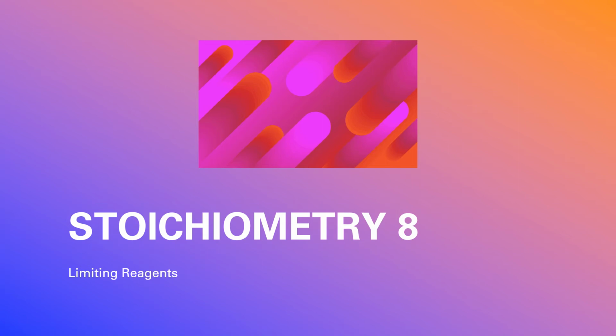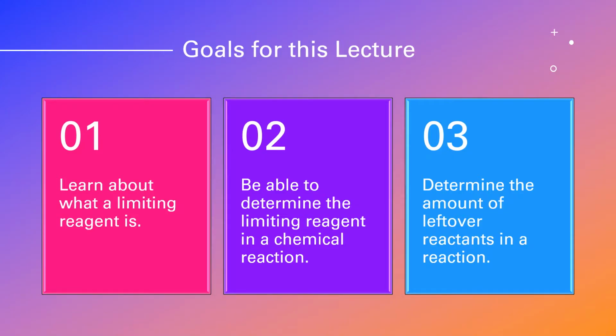In today's video, we'll look at limiting reagents, which is a crucial part of lab chemistry and our second to last lecture in the stoichiometry unit. Let's get started. To start today, we're going to talk about what a limiting reagent actually is and why it is important. We'll then look at how to determine the limiting reagent in a chemical reaction, and finally, we'll practice determining the leftover reactants when a reaction is performed.